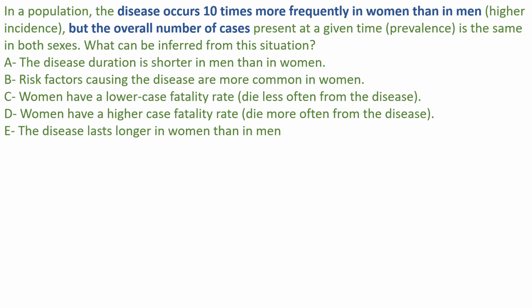A. The disease duration is shorter in men than in women. B. Risk factors causing the disease are more common in women. C. Women have a lower case fatality rate, die less often from the disease. D. Women have a higher case fatality rate, die more often from the disease. E. The disease lasts longer in women than in men.